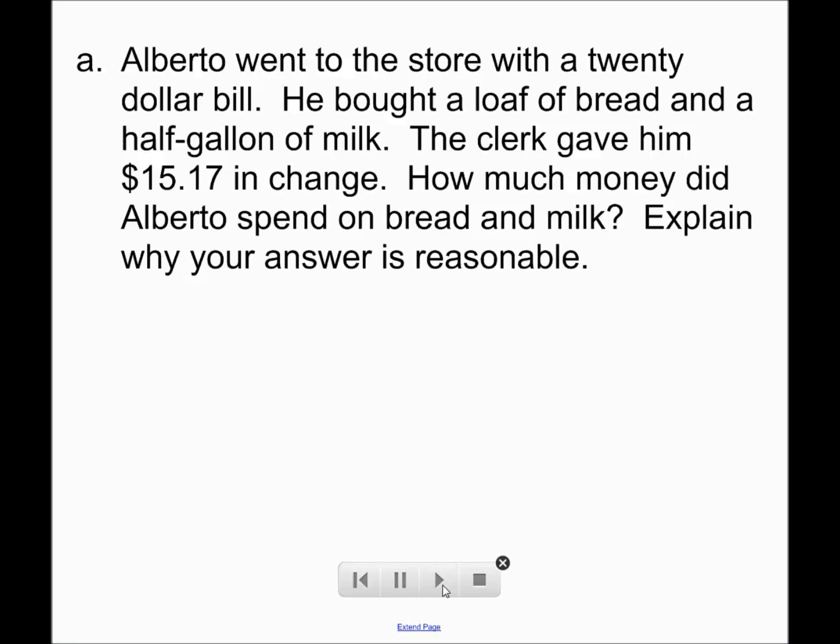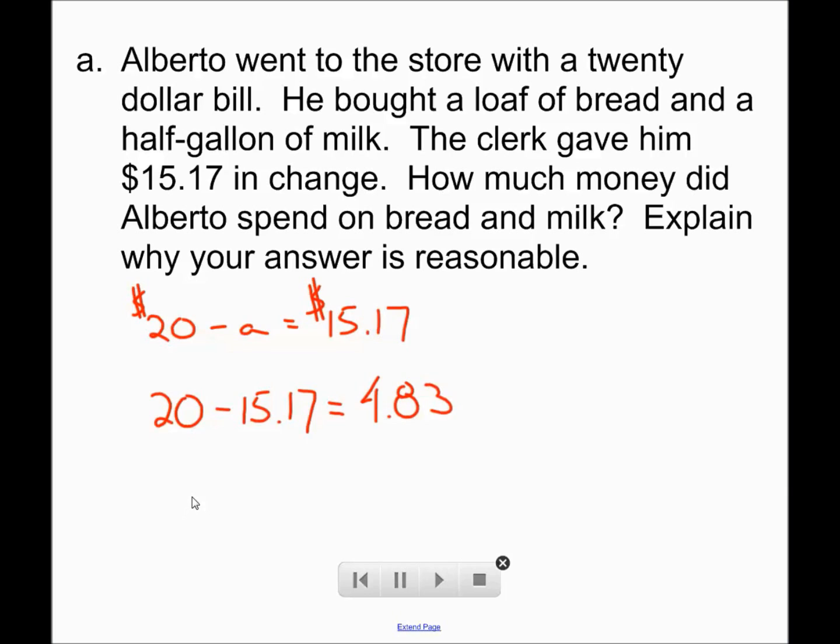I'm going to write an equation to model this situation. He started with $20. He spent an unknown amount, meaning he subtracted some of his money, and he ended up with $15.17 in change. So I've got to come up with a way that I can figure this out. How about if I subtract the change from the original amount? That would give me $4.83.